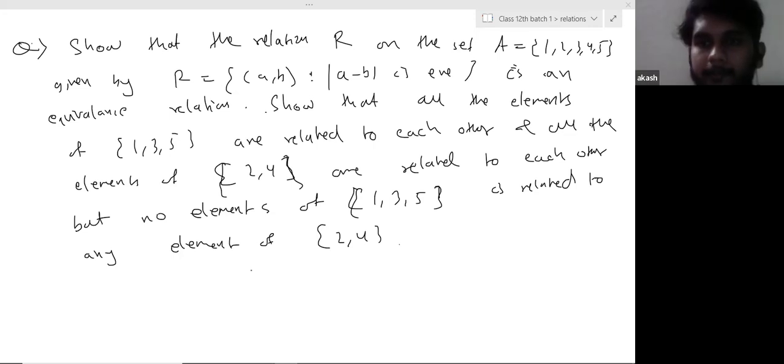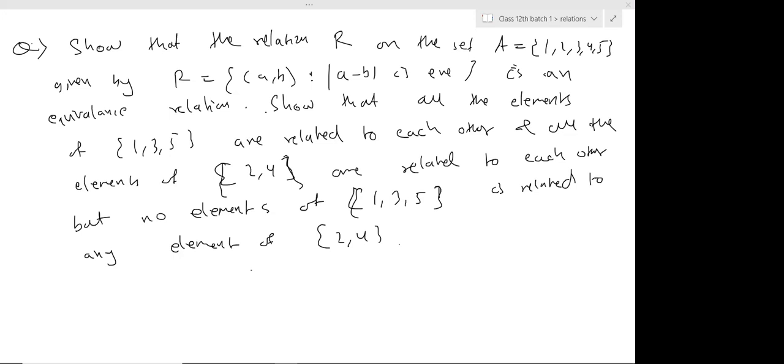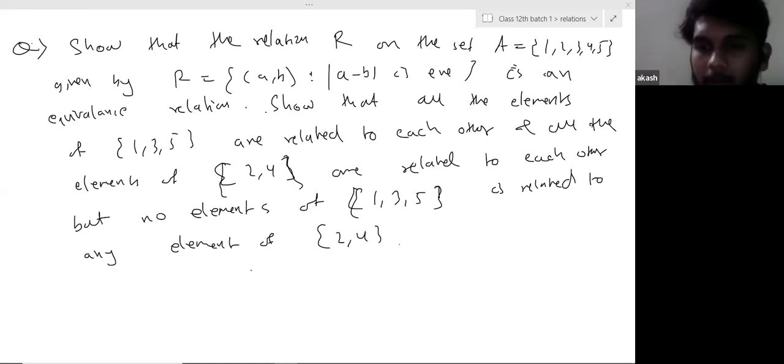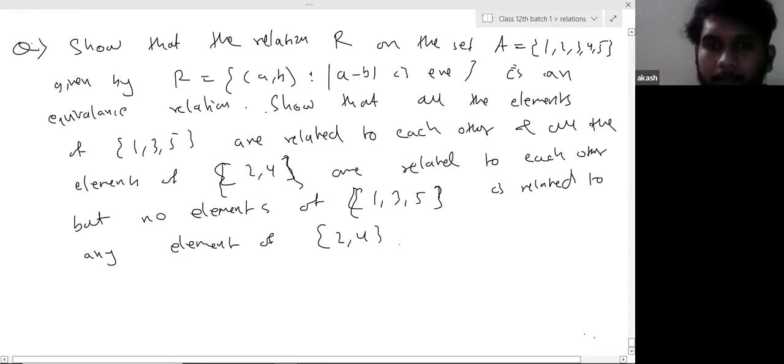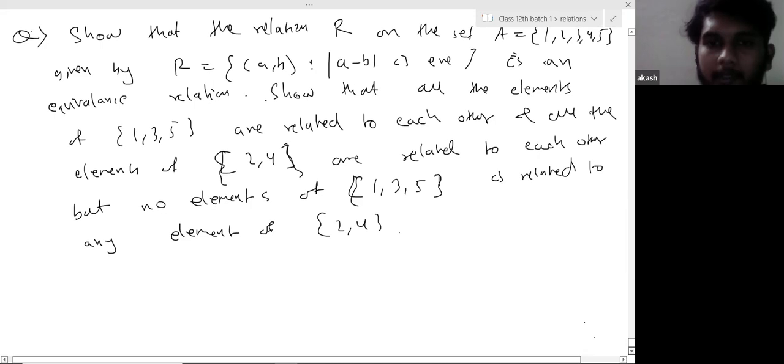Have you guys solved this? Sir, I have solved the first part, sir. First part, all right. Let me solve this. Sir, can you solve the transitive one? All right, let me start from the beginning. How to solve the reflexive part.